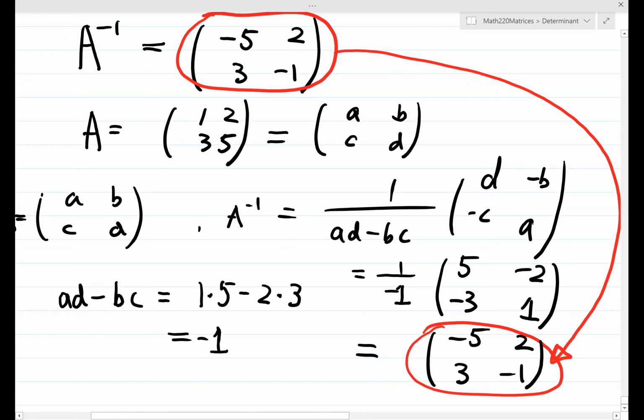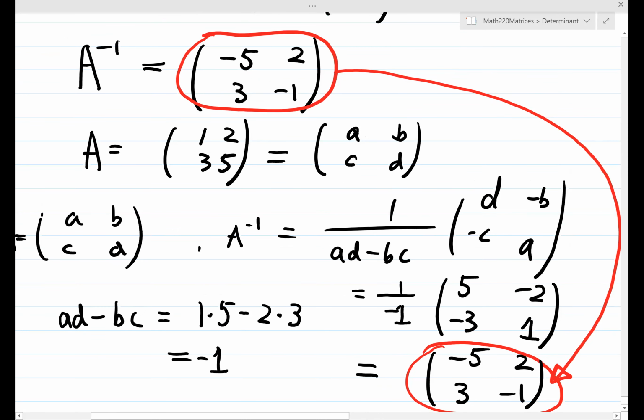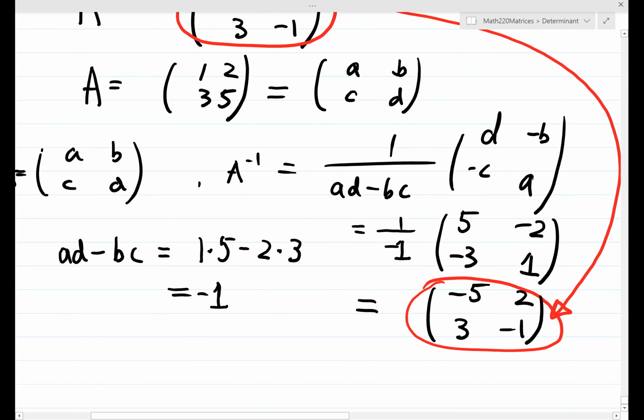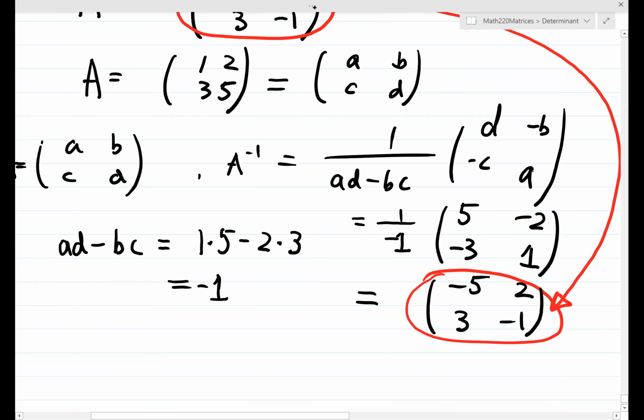Okay, so this is an example of how we use Cramer's rule to find the inverse of a matrix. Or you can check A multiplied by A inverse, you get the identity matrix. This is very easy to check. So for instance, let's do one example. So A times A inverse. This is 1, 2, 3, 5 multiplied by -5, 2, 3, -1.